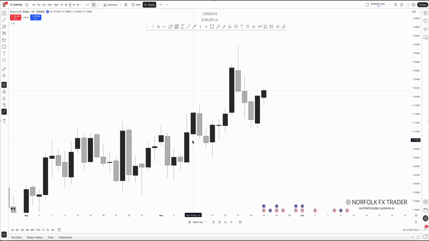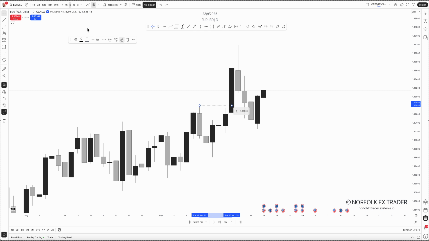Now you've seen how the companion tool can do this at a click of a button for you when you're looking for your entries. Let's now walk through this so you can understand the theory and exactly how you can actually apply these structures to the charts right now. Let's look at what we've got. We've basically got a previous break of structure right here in the market.